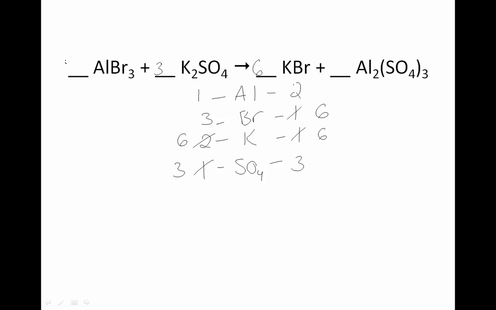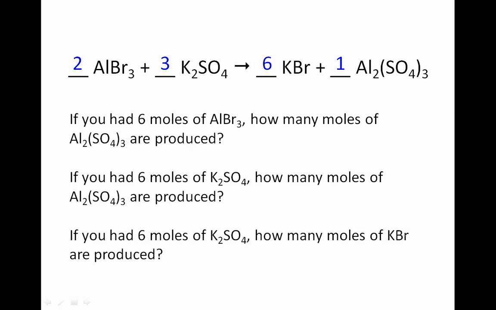I need to have twice as many bromines. So putting a 2 in front of that changes my aluminum and my bromine. Now I have 2 aluminums and 6 bromines. Am I balanced? Check. Check our answers? Check. Okay, let's look a little bit more at this equation.